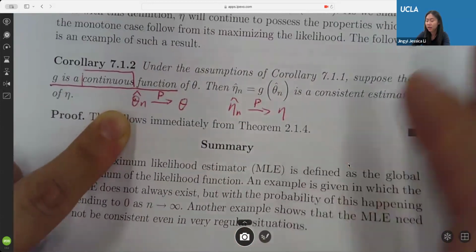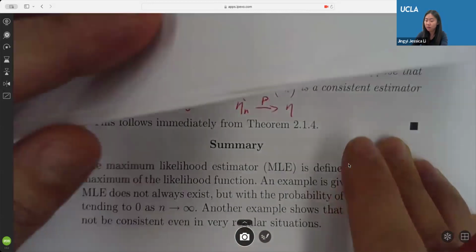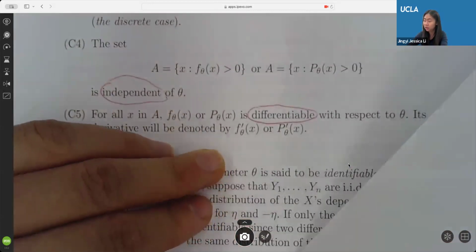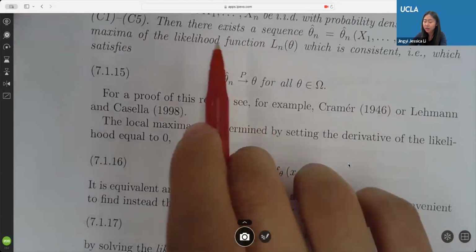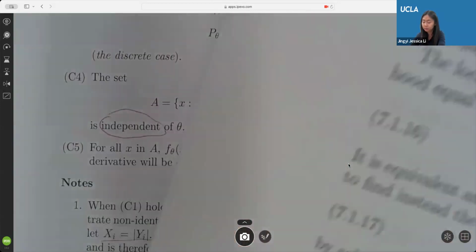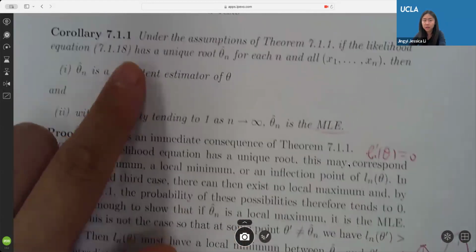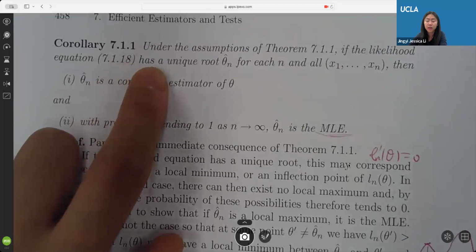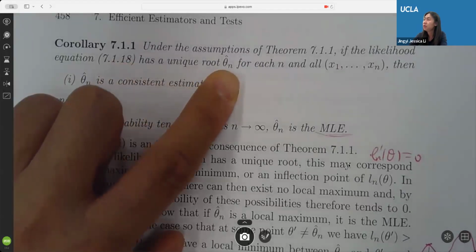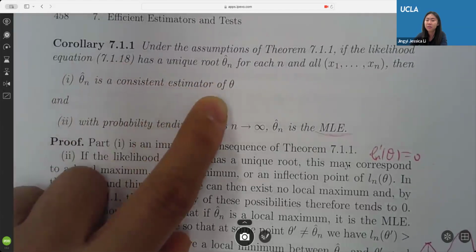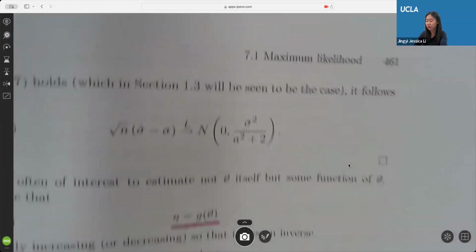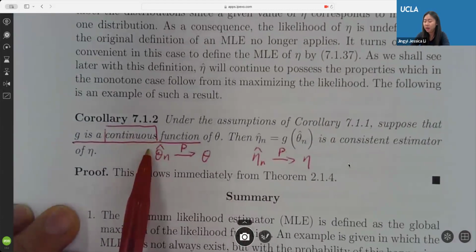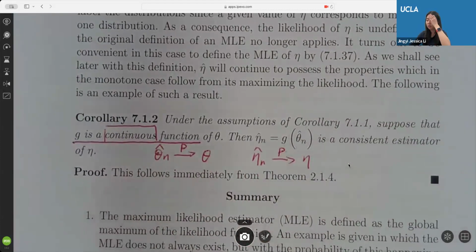We're applying that. And in the corollary 7.1.1, let's take a look at the condition here. Under the assumptions of theorem 7.1.1, if the likelihood equation has a unique root, which is our MLE, then the MLE is consistent. So this is something we are using. MLE is consistent, then a continuous transformation is consistent. All right.